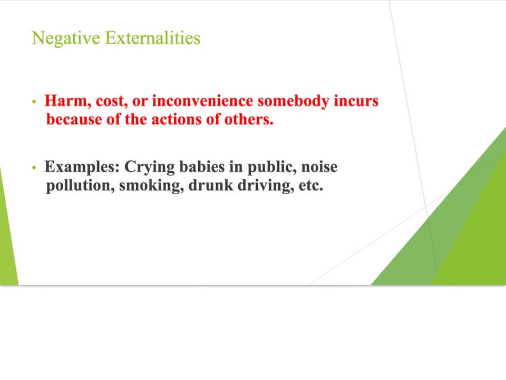And lastly, negative externalities are a harm, cost, or inconvenience somebody incurs because of the actions of others. So examples might be crying babies in public or on an airplane. So I buy a seat to go on the airplane, but if I unfortunately sit next to or in front or behind a crying baby, my enjoyment of the flight greatly decreases because of that. Noise pollution is another thing. You live close to maybe a theater, like an outdoor venue, like the Tweeter Center, whatever they call it now, over in Tinley Park. There's going to be some noise pollution. It might make you worse off. Things like smoking, drunk driving all have negative externalities as somebody else is inconvenienced because of the consumption of some good.